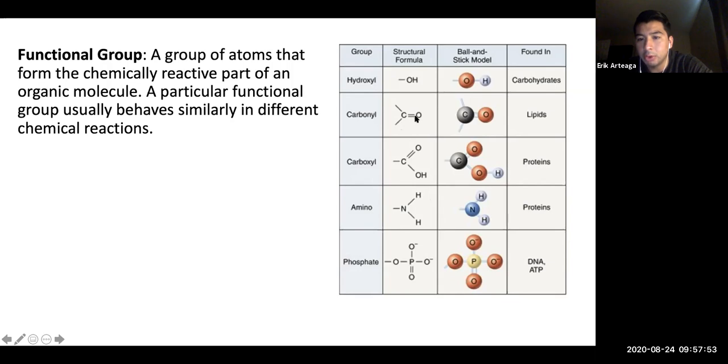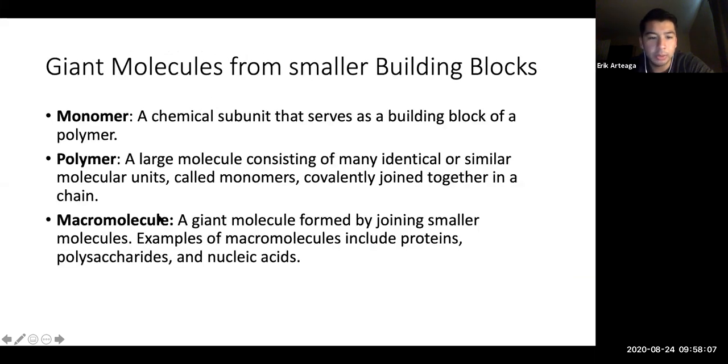And then the carbonyl group: you'll see this often in lipids or waxes, okay? So just keep that in mind. These are the different functional groups associated with the molecules we're going to be learning about. All right.